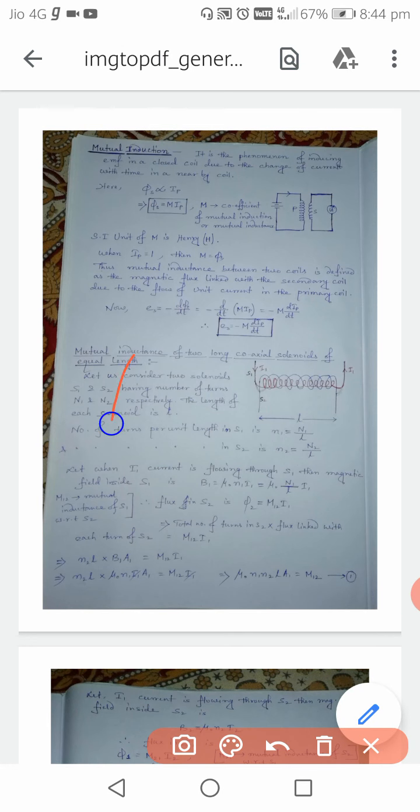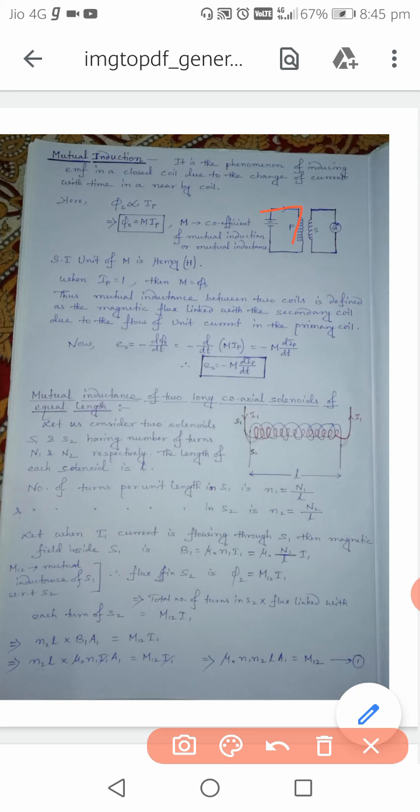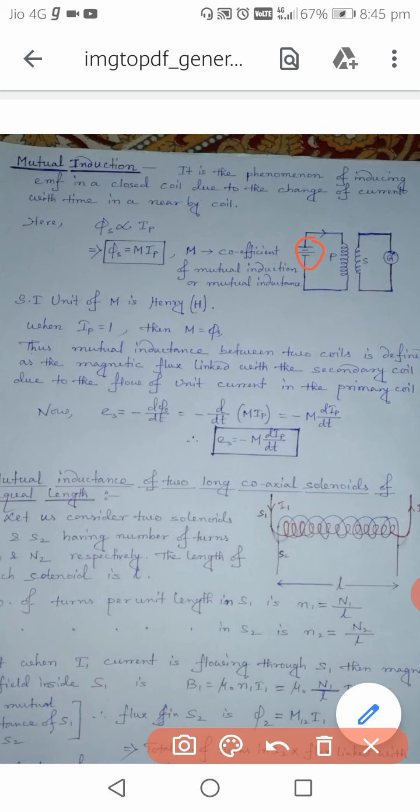But in mutual induction we have two coils. Two coils we are considering. One is this one, and the other one is this one. Here I have written P and S. P means the primary, S means the secondary. Now see, there is a power source which is connected with the primary. The primary is the coil with which the power source is connected, and in the secondary no power source is connected, but yes, there is a galvanometer which will detect the presence of current in this coil.